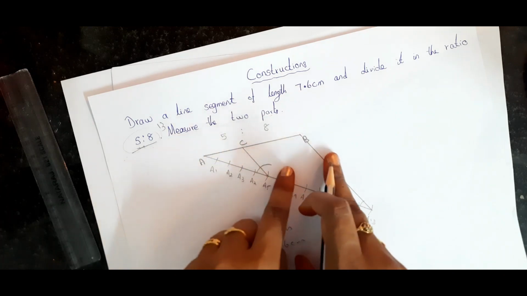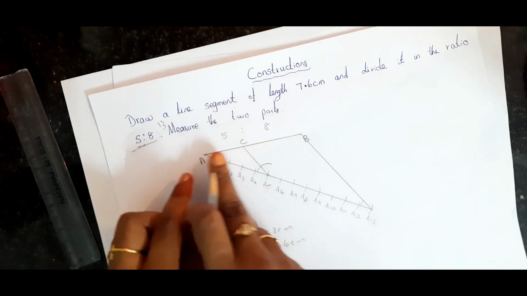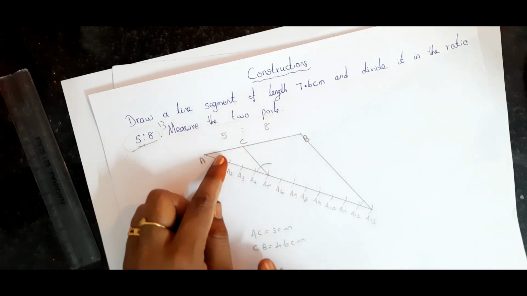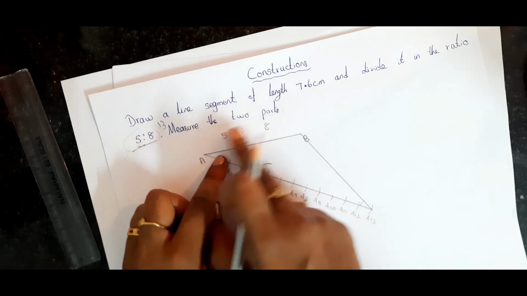So now we have divided the line segment in the ratio 5:8. At the end you should measure AC and CB. Everyone won't get the same value. Slight changes are there, that's okay. No issue. Whatever you got, you measure and write.